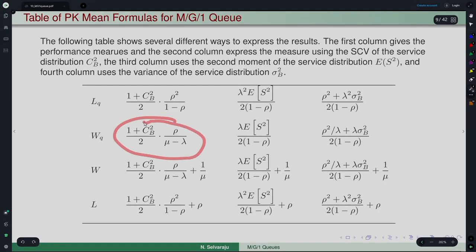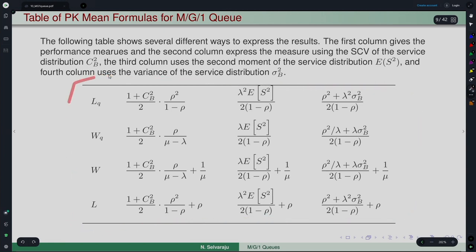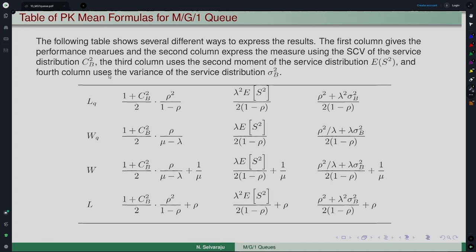Basically what we have obtained was this one, Wq, as a product of three quantities. One is this, the other is rho over 1 minus rho, and the third quantity is 1 by mu, which is basically the expectation of S. So that is what we have obtained, and from this we have obtained all other quantities and we have filled this table, and this table is what we call the PK mean value formula.